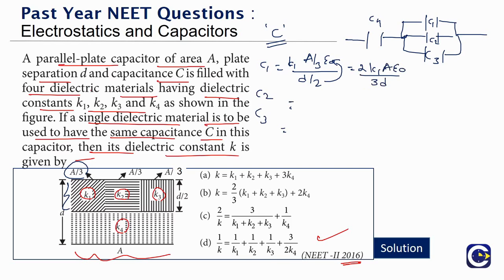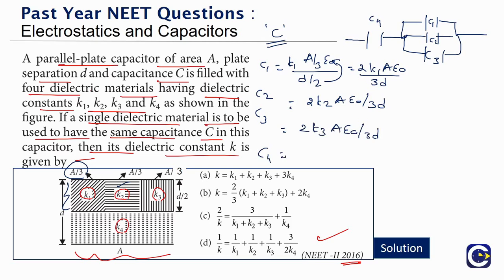The only difference will be what? Because for them also area of cross section is same, A by 3, and distance between the plates is what? D by 2. The only difference is in terms of the dielectric constant. So C2 will be what? 2 times K2 A epsilon naught by 3D. C3 will be what? 2 times K3 A epsilon naught by 3D.